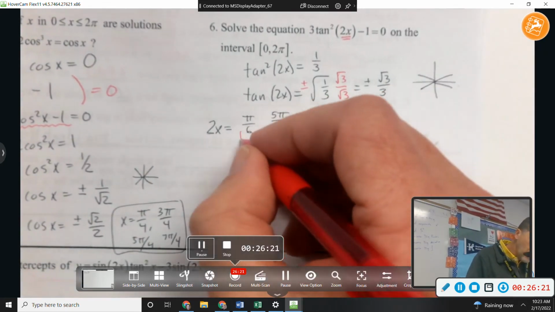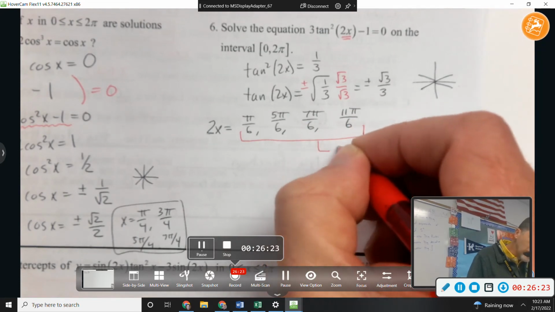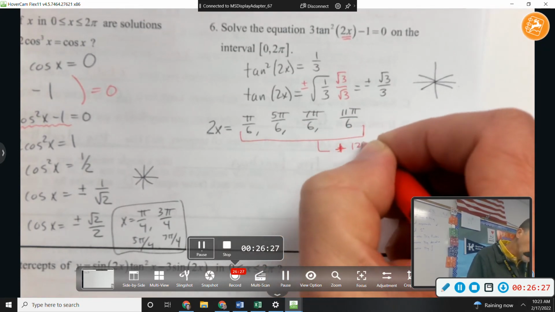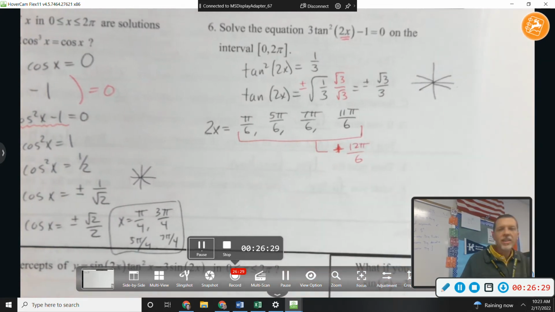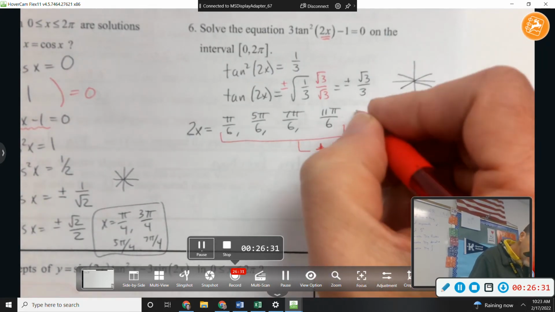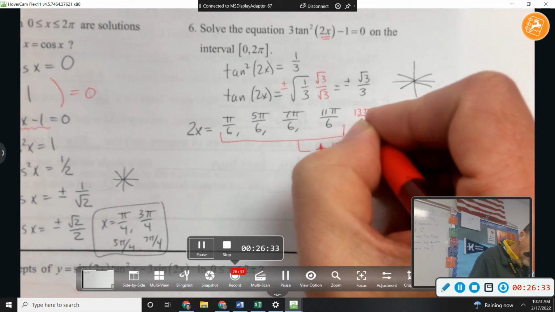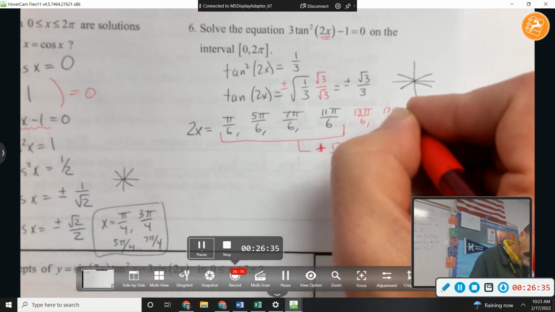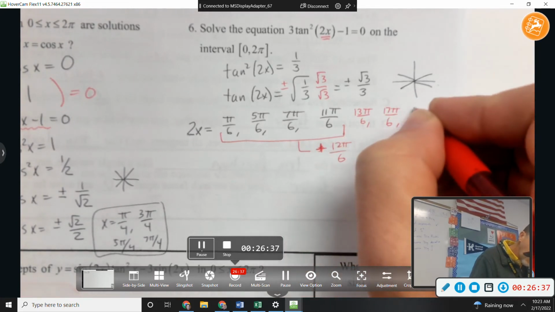So how about we do it this way? For all of those, I'm going to add, not add or subtract, I'm going to add 12 pi over 6. So 13 pi over 6, 17 pi over 6, 19 pi over 6.